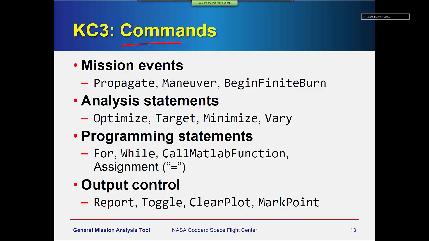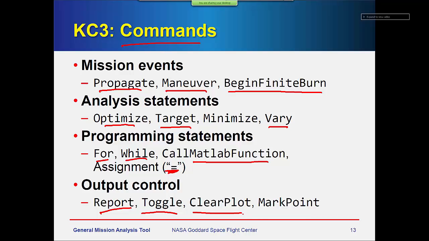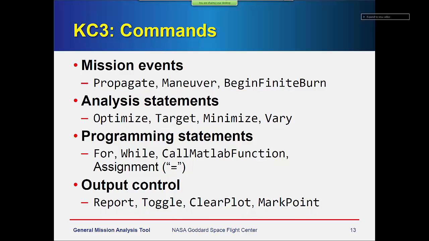In terms of commands, remember commands are all events. Things like propagate, maneuver, you can begin a finite burn, that's an event you perform. You have analysis statements like optimize, target, vary. You can vary a parameter to achieve another condition. You have programming statements, for and while loops. The assignment command is a particular type of event: you're assigning a value to a variable. You can call a MATLAB function, which we've mentioned briefly. And then output control: you can report a value to a file, you can toggle a plot, you can mark a point on a graph. These are all examples of different types of commands. So in general, the resources are contained in the resources tree. The commands are contained in the mission sequence.